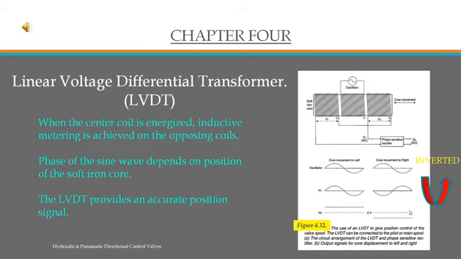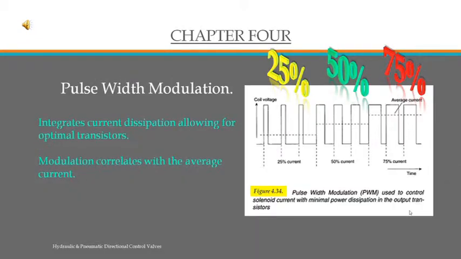Linear voltage differential transformer. A soft iron core has 3 coils wrapped around it. Notice V sub 1, V sub 2, and a voltage at V sub 3. As the soft iron core is moved, for example, toward the right, the sine wave is inverted, but the voltage stays the same.